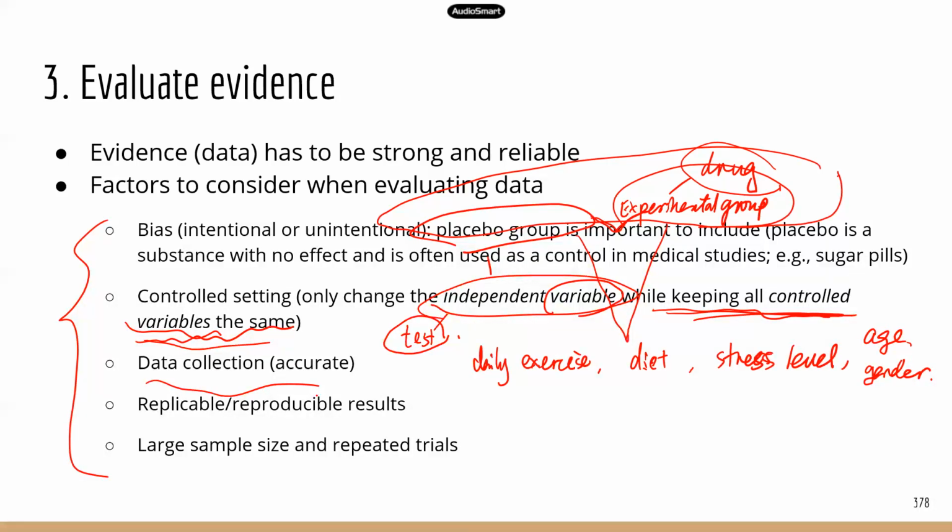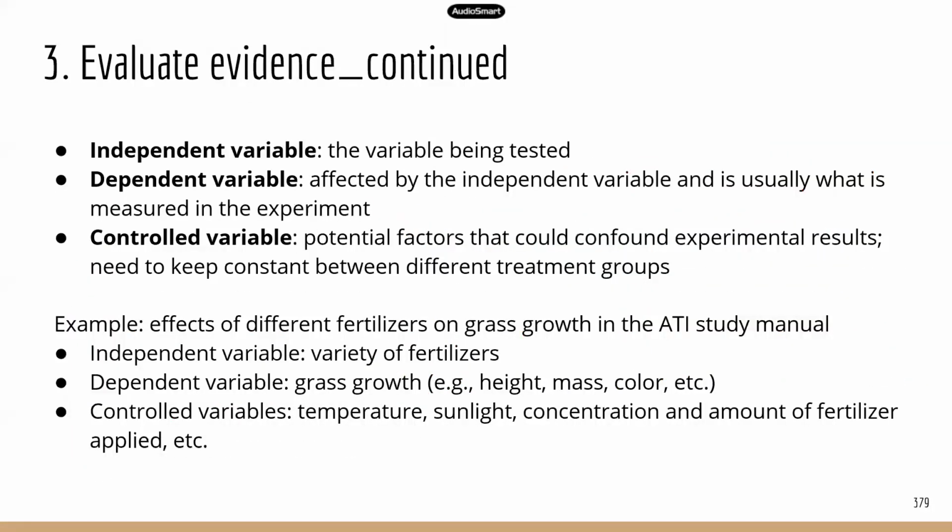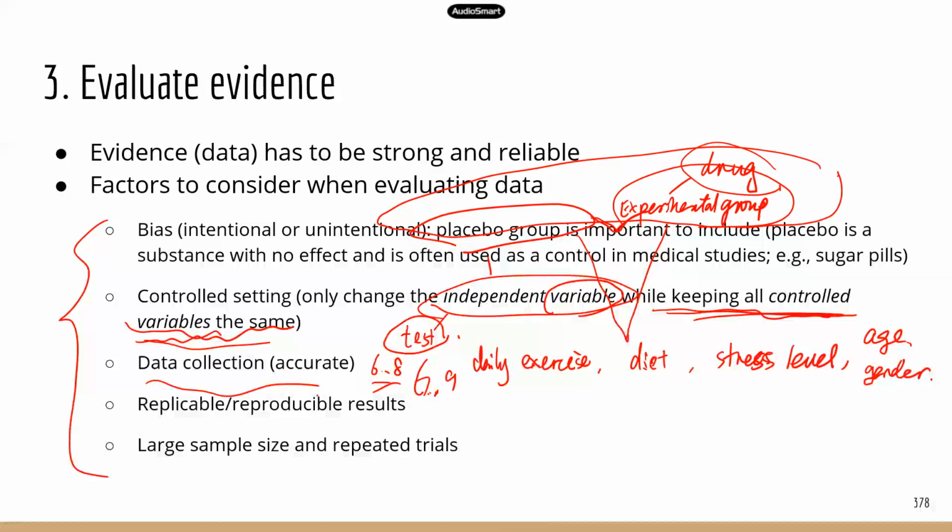Next is data collection. So you want to make sure the data collection is accurate, right? For example, if you do an experiment, you are taking the readings from an instrument. If the instrument gives you a reading of 6.8, but then when you collect the data, you put in 6.9 in the data sheet, that's not accurate, right? So that will be considered a very bad data collection. It's not accurate at all.